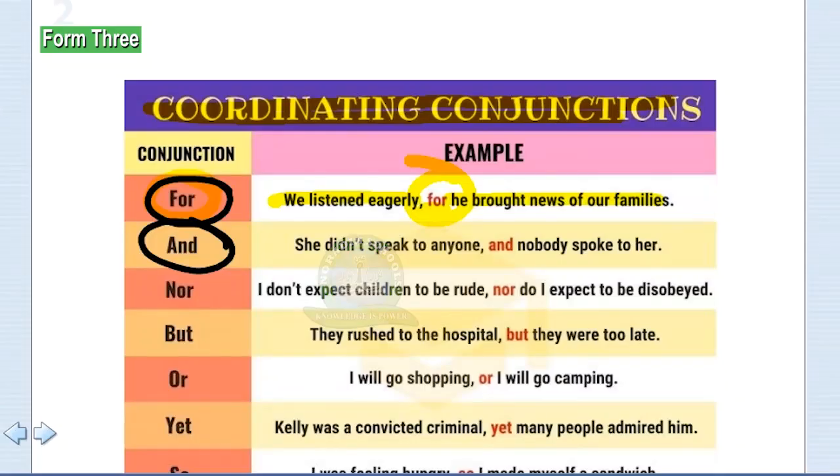Okay, let's see this example as well. She didn't speak to anyone, and nobody spoke to her. This is the conjunction, "and". What about if I say, she didn't speak to anyone, without conjunction, and I only say, nobody spoke to her? It sounds like Somali with no transitional or linking words or connecting words. It's very important to use conjunctions, my dear. Let's take this one.